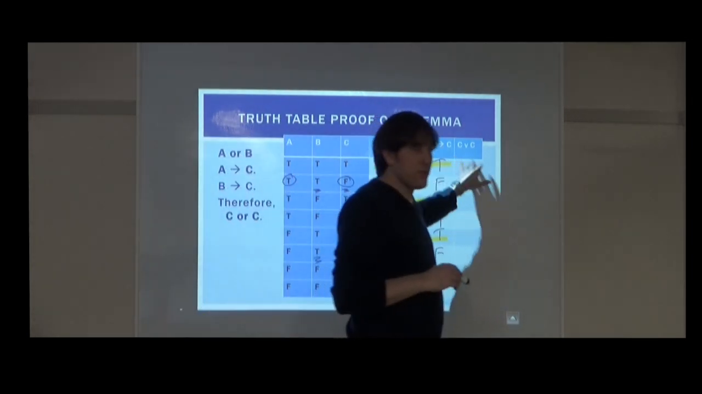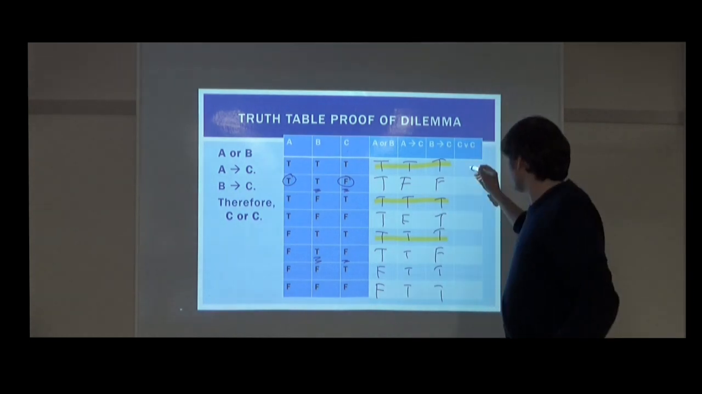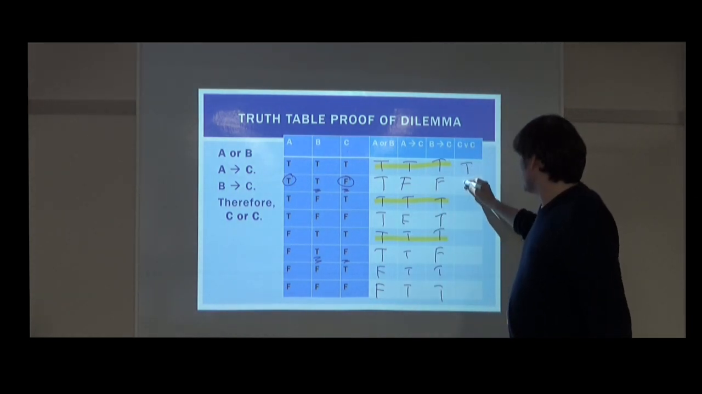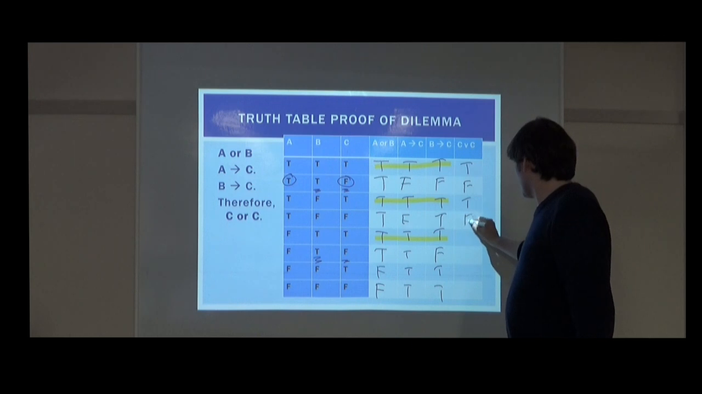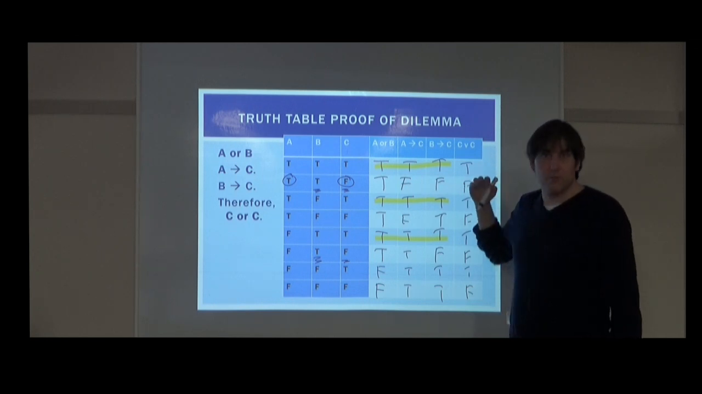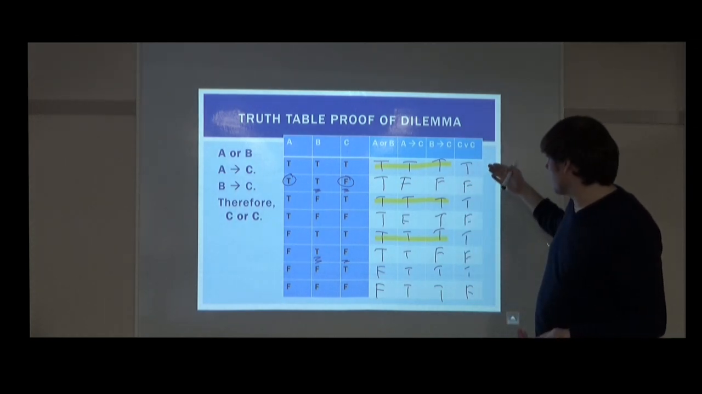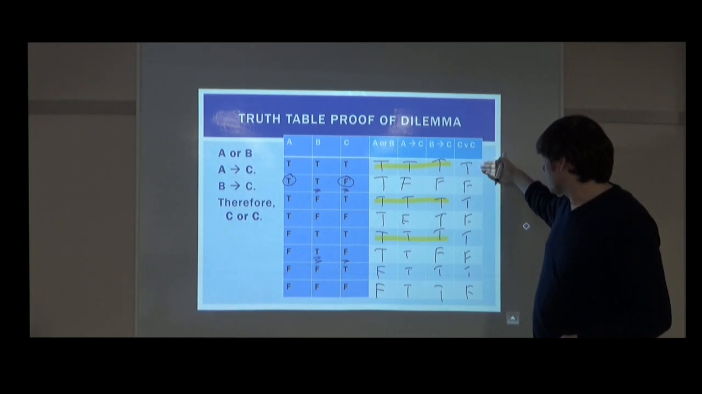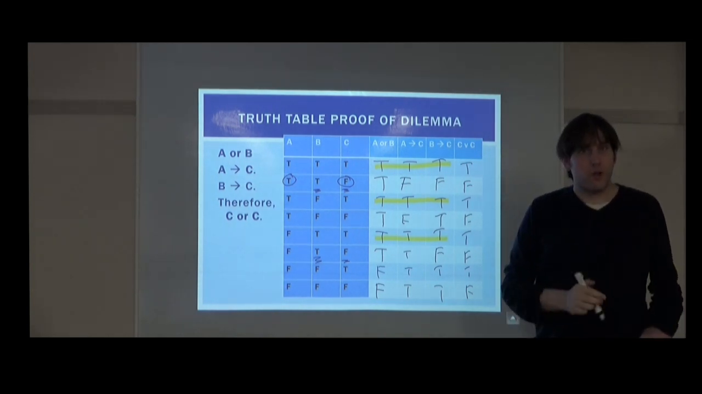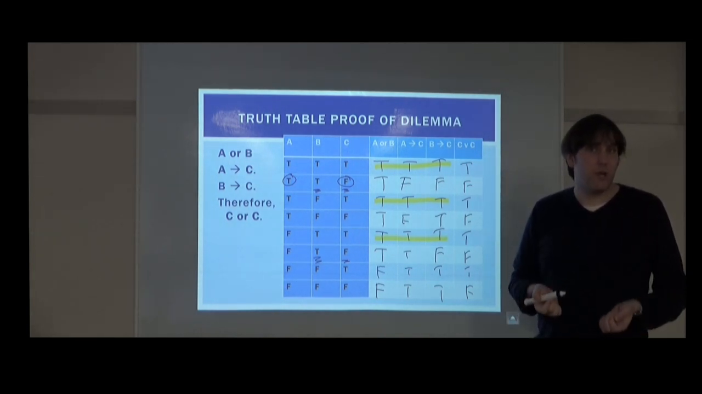Our conclusion, C or C, is true whenever C is true. So true, false, true, false, true, false, true, false. In all 3 cases where the premises are true, the conclusion is also true. So true, true, true. We have now shown that a dilemma is valid.